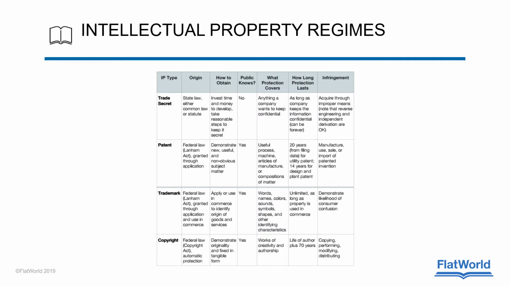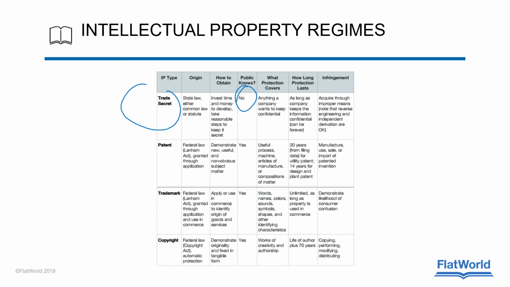So intellectual property regimes, this is from the book, and this is a great encapsulation of the four different types. So trade secrets, patents, trademarks, and copyrights, with the origins, how you obtain them, does the public know them, and what does the protection cover? So, for example, trade secret covers anything a company wants to keep confidential. So this is a secret, the public doesn't know about it. It's almost like the recipe to Coca-Cola or how to make up McDonald's secret sauce.